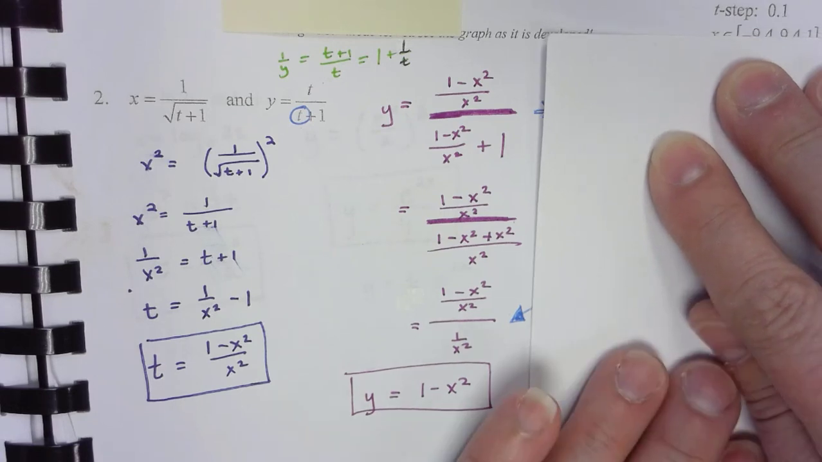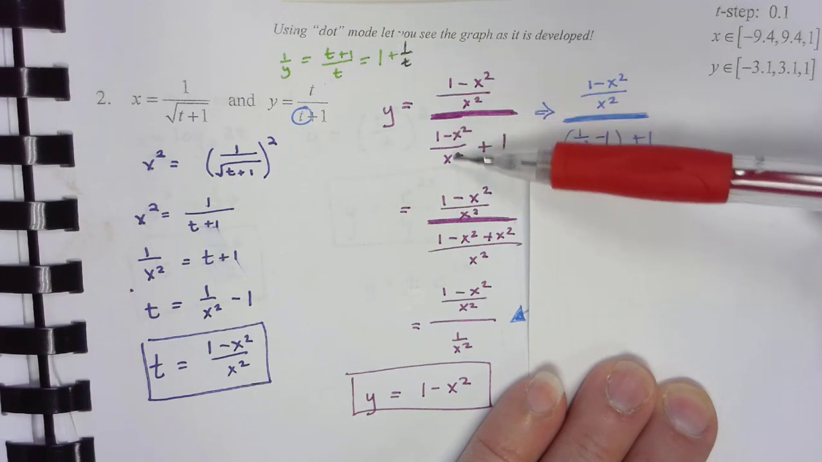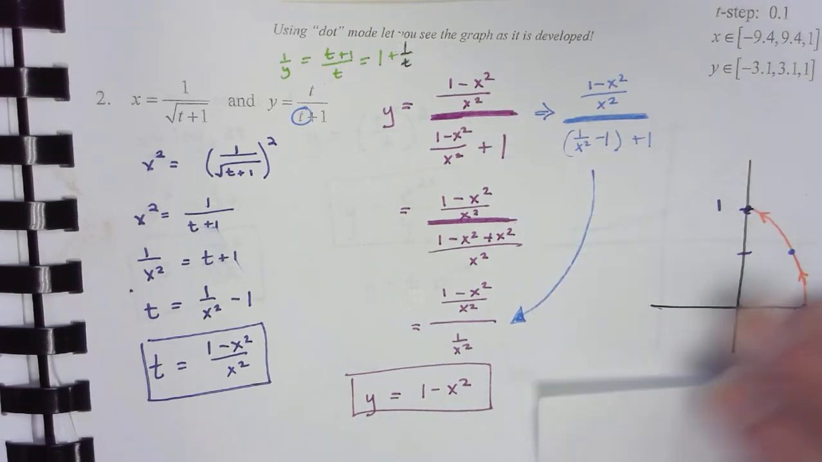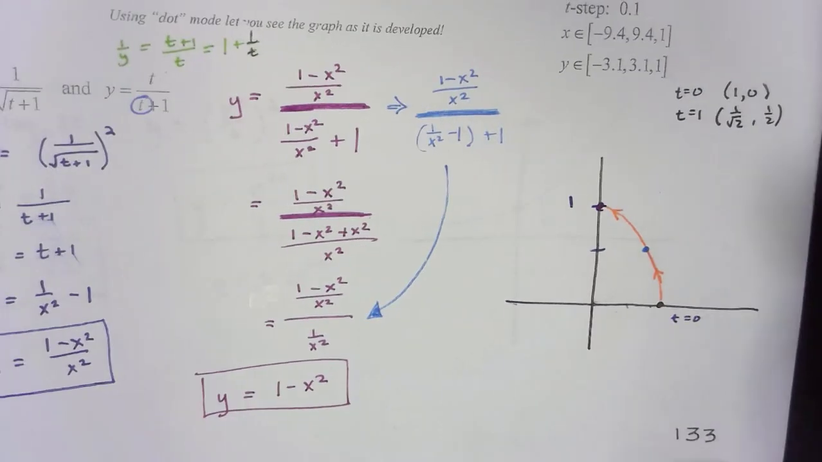But there's another way we could have thought about this. We could have, from this point, made this 1 over x squared minus x squared over x squared, and we can very quickly, in one step, get here. And now we can look at our graph.